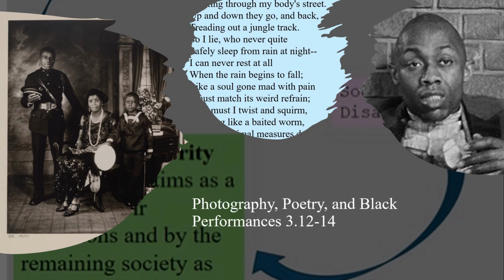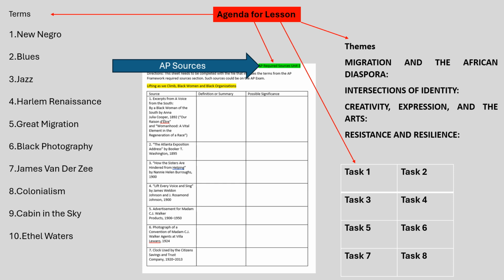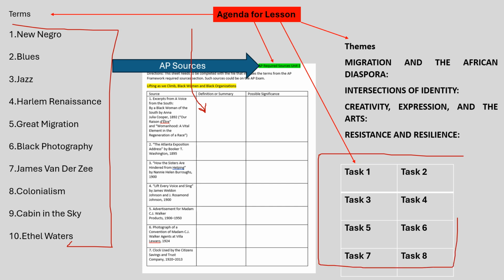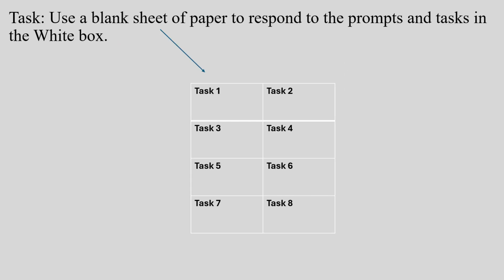Topic is photography, poetry, and black performances. By the end of this session, you want to be able to define these terms. You want to use the source sheet to figure out the summary of the documents. You're going to be using a blank sheet of paper to complete several tasks.